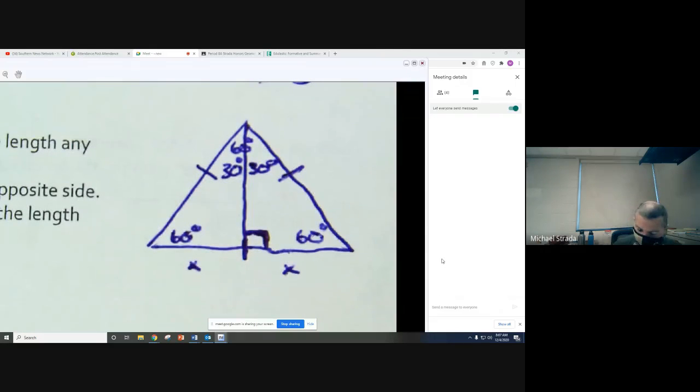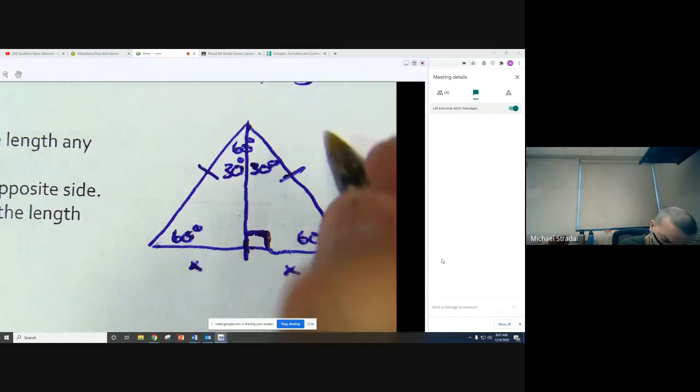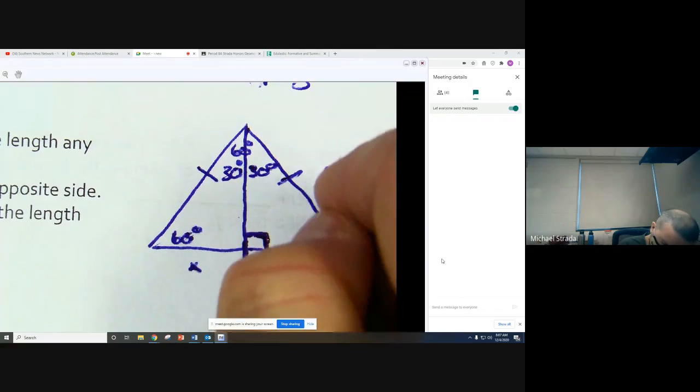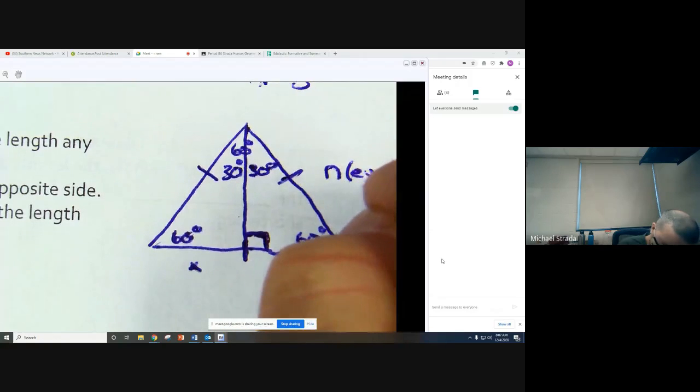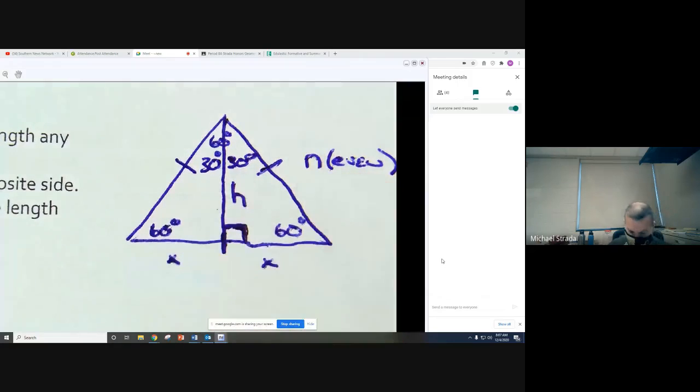So what I want you to do is make the side length any even number at all. Make this an even number, as long as it's even. And then use that real quick to find the height of that equilateral triangle. That's the only difference between this one and the last one. And then find the height using that information.